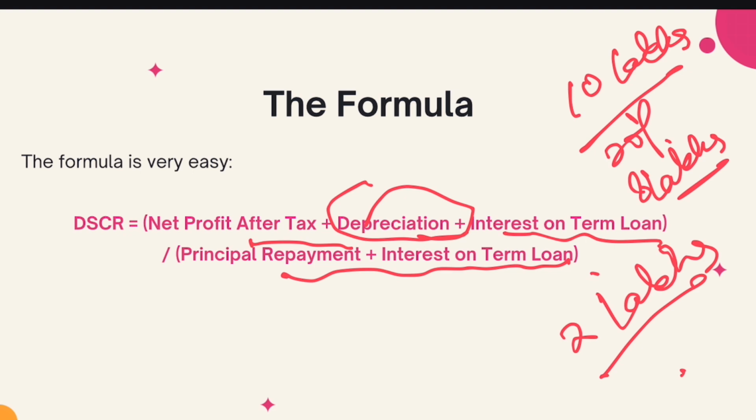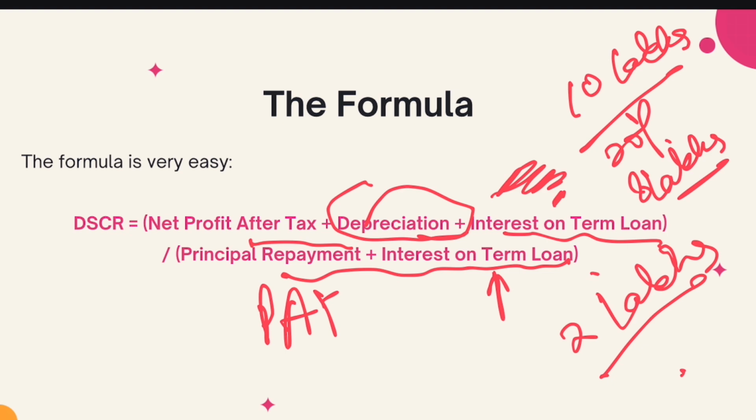So in the formula, you have also seen interest on term loan is taken in the numerator, and interest on term loan is also taken in the denominator, right? Why? Because when we calculate profit after tax, that is PAT, it is calculated after subtracting the interest on term loan. Therefore, we are again adding it back, and in the denominator it is taken because it is the expense that will be included in EMI, right?